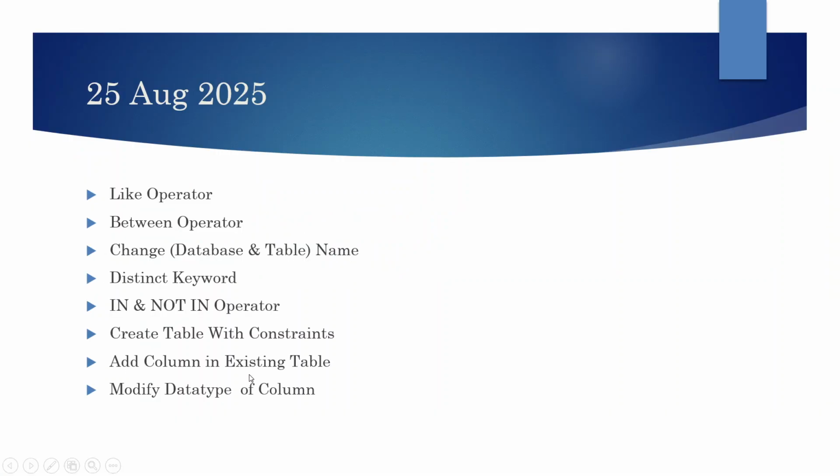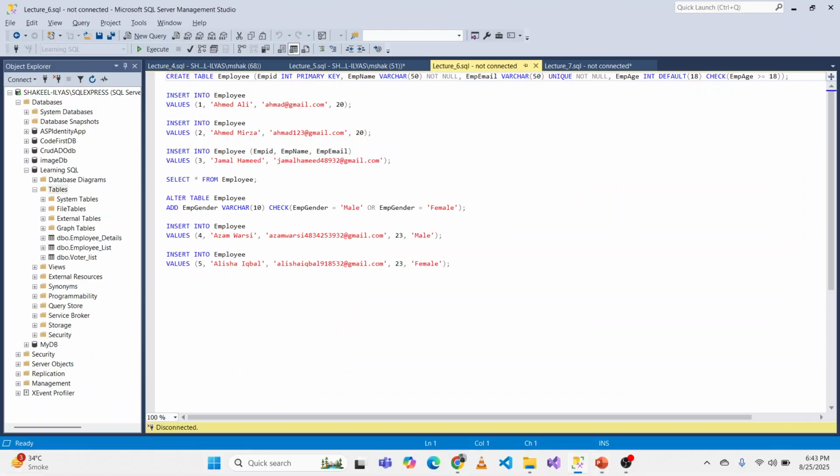So, add column in existing table. I learned how to add a column in an existing table. Here you can see I can create a table, and here you can see I can add an employee gender column in my table. You can see when I run this command.